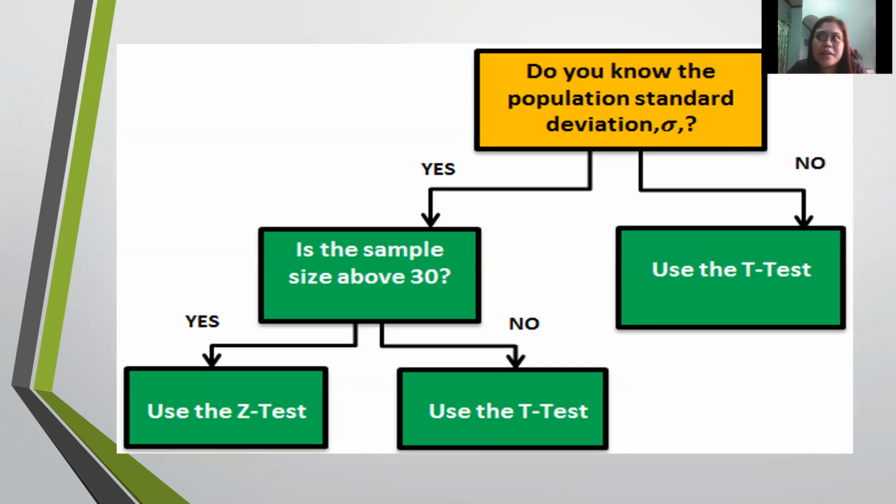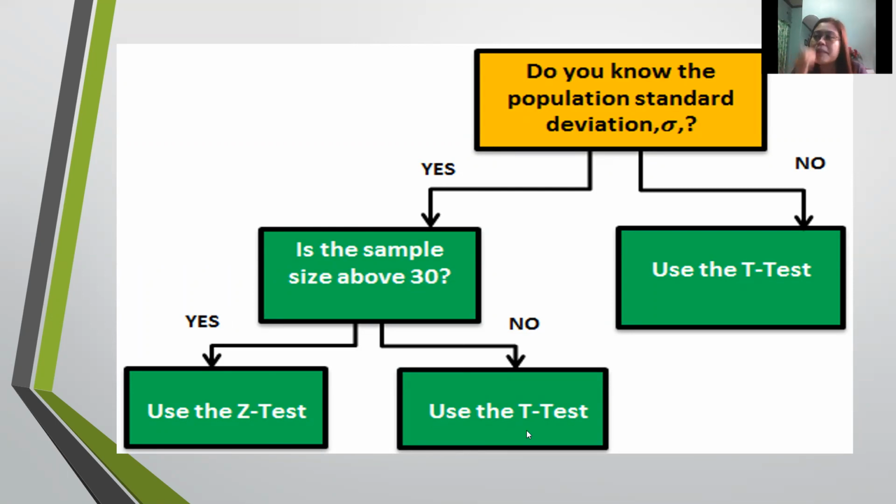So it is actually dependent if you know the standard deviation of the population. So if yes, you know the standard deviation of the population, not just the sample alone, but the whole population, then you have to look at the sample size. If it's above 30, then you use the z-test. Kung daghan kaayo, z-test ta. Pero if it's below 30, then you use the t-test.